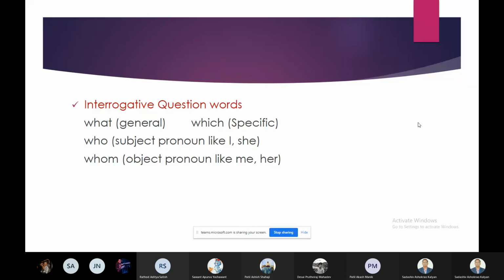Whenever we are trying to use the word whom, that whom is also considered as an object pronoun, like me or her, whenever we use it in our given sentences.